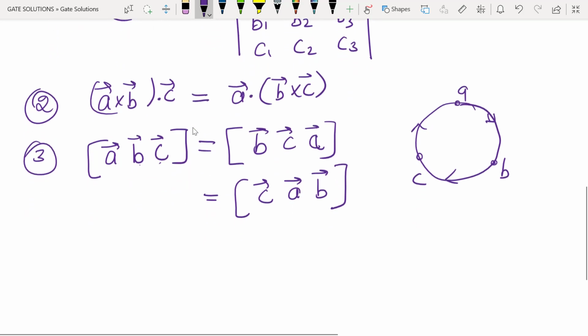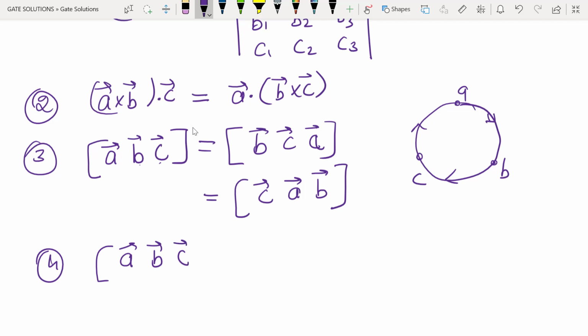So if we interchange only two vectors, such that A vector, B vector, C vector is here, and we change two vectors like this, B vector, A vector, and C vector, we have changed the direction. So this is the anti-clockwise direction, B vector, A vector, and C vector. So here there should be a minus.